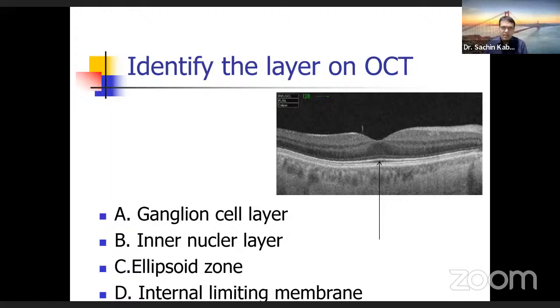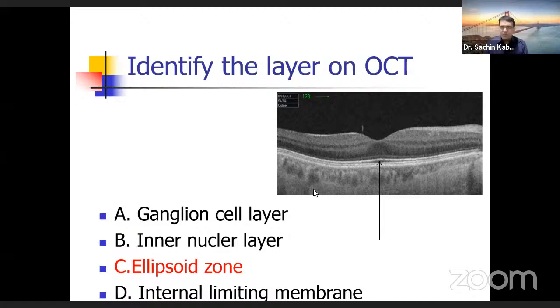The clue is that the finding of this zone has a significance on the visual acuity prediction. It has a prognostic value. Is it ganglion cell, is it inner nuclear, ellipsoid, or internal limiting membrane? Last 1 second for us. Time is up. Obviously, the answer is ellipsoid zone. All the other layers are on the inner retina, this layer is on the outer retina.